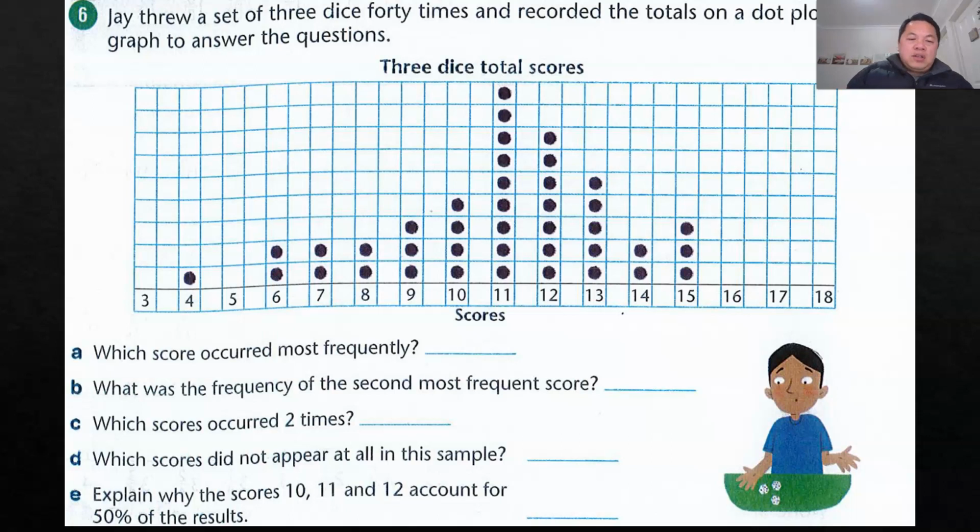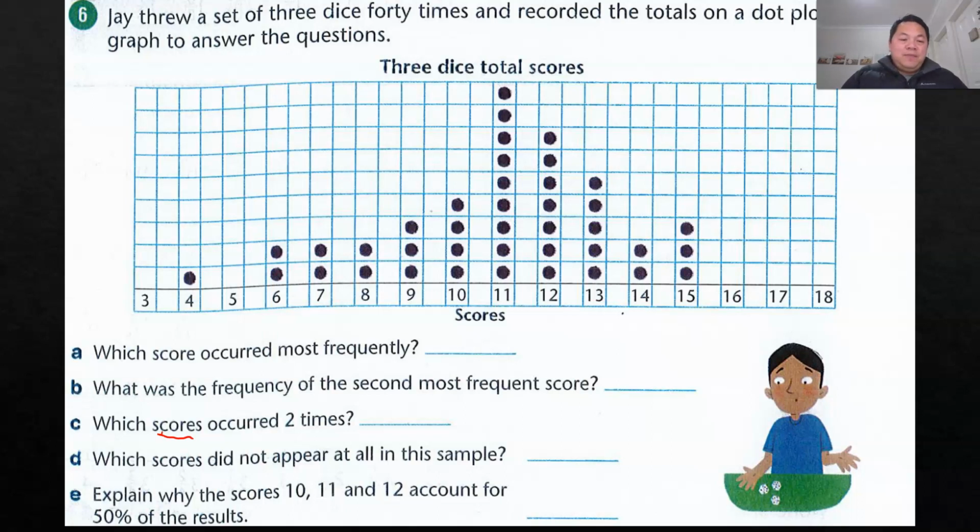You say which score occurs the most frequently. What was the frequency of the second most frequent score? You have to write down how many times it happened for the second most frequent one. And then which scores occur 2 times? There is more than one answer, so you have to record which are the results. It seems like there are 4 of them, isn't it? Which scores did not appear at all in this sample? Yes, there are quite a number of them that did not appear.